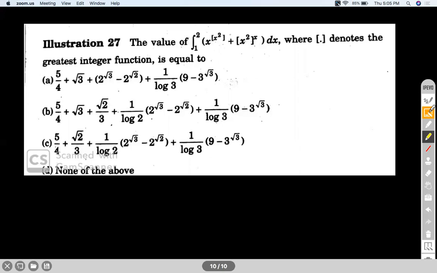Anyone? In 1 minute. Yeah, 1 second, almost. Ashutosh came for a very brief time, then he left.